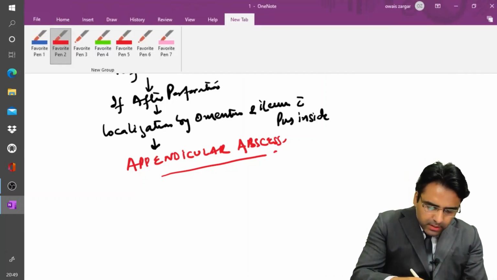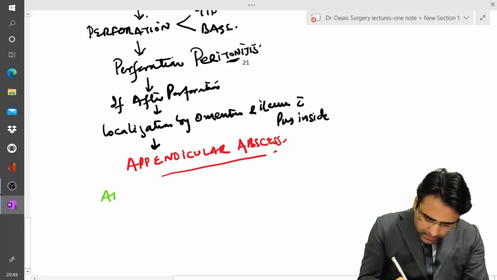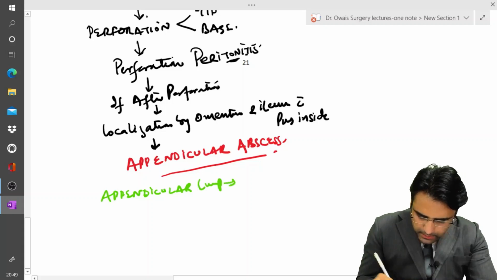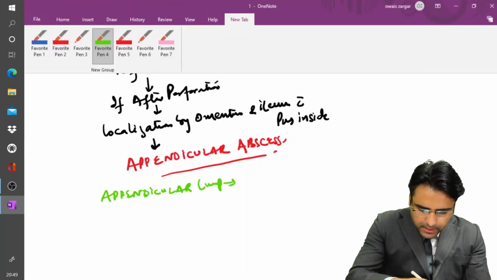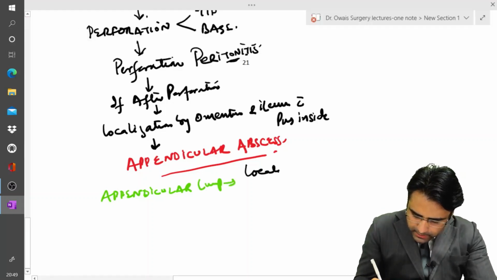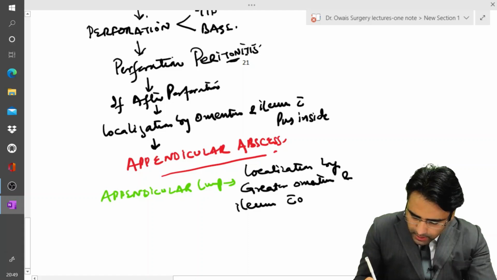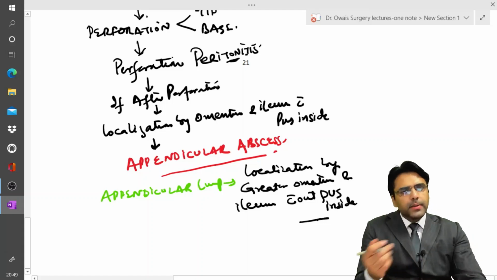So appendicular lump means localization by the greater omentum and ileum without pus inside. It is termed as appendicular lump or appendicular mass.